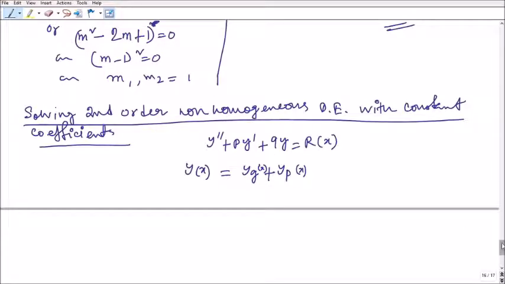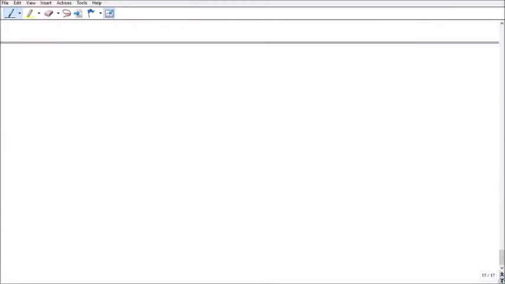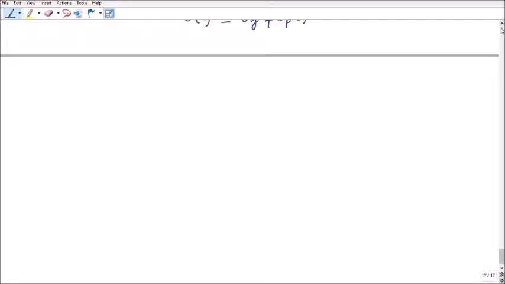So there are various methods: the method of undetermined coefficients, the operator method, and variation of parameters. We will discuss the variation of parameters method and the operator method of finding the particular solution of a non-homogeneous differential equation. So the method one we will discuss is variation of parameters.